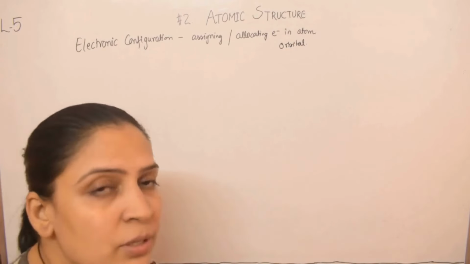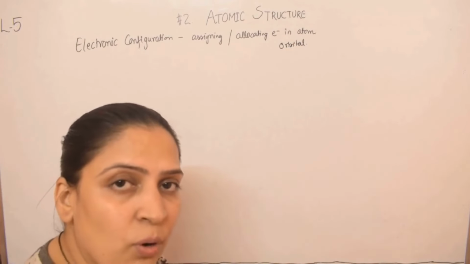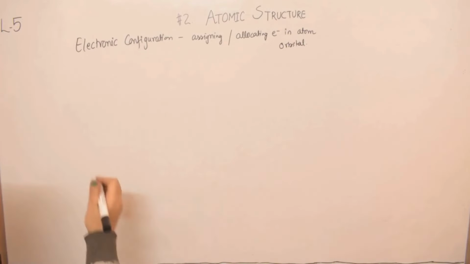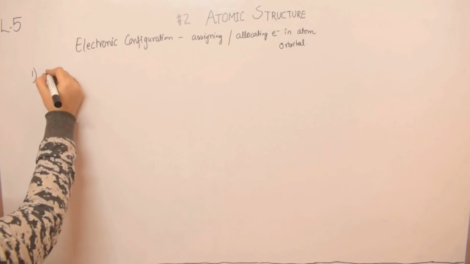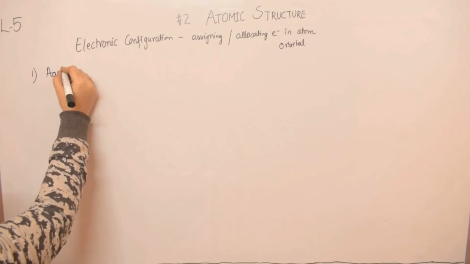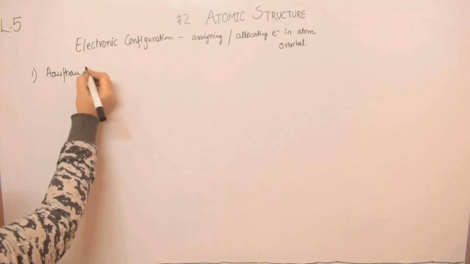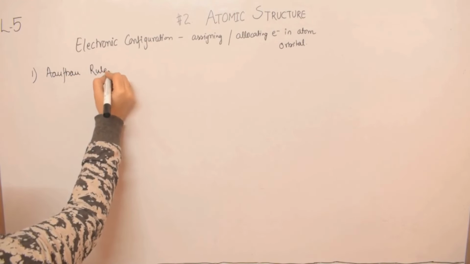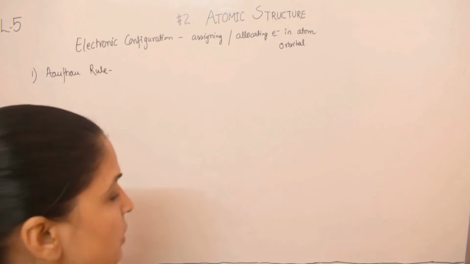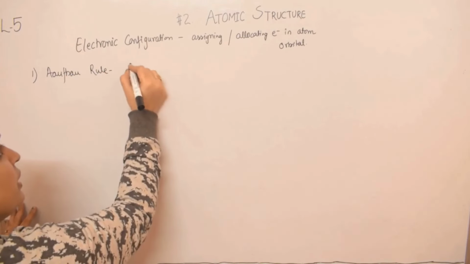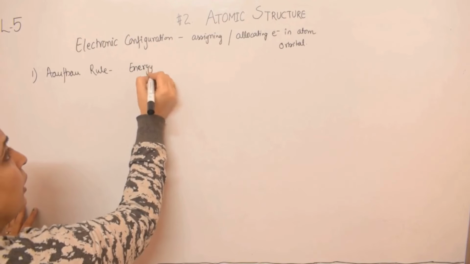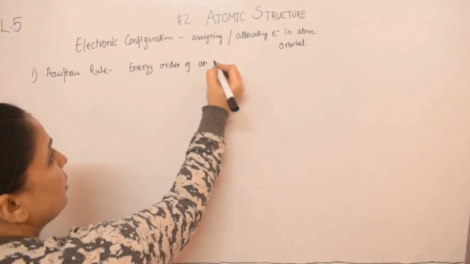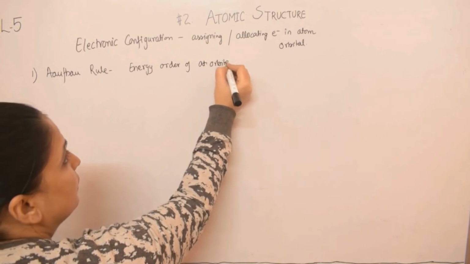Okay, so there are certain rules which need to be followed while allocating an electron to its orbital. These rules are basically principles. The first one is Aufbau's rule or Aufbau's principle. This is basically determining the energy order of atomic orbitals.